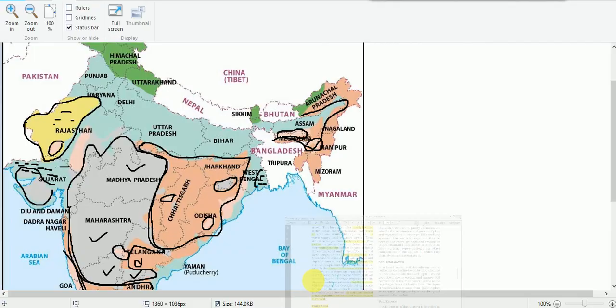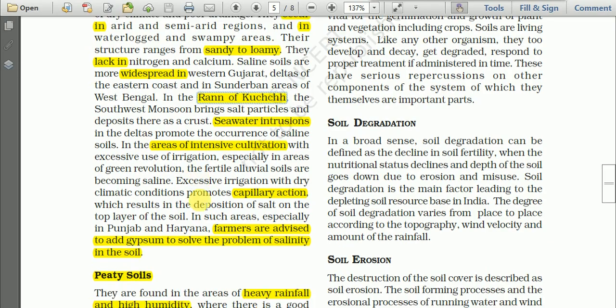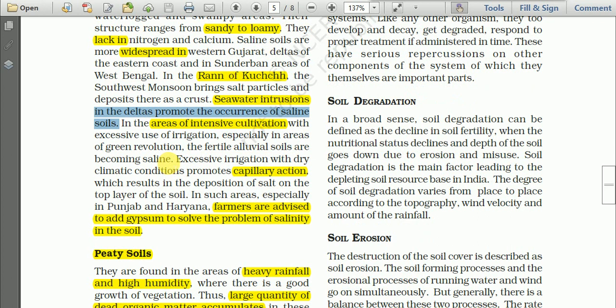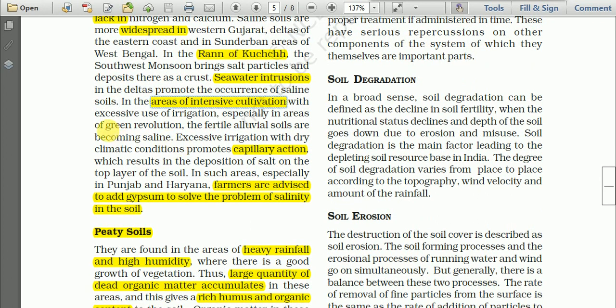Then the western part of Gujarat, as I told you, this area. And you may find some saline soils in Punjab also due to intensive irrigation, and seawater intrusion in the deltas also promotes the occurrence of saline soils. And in the areas of intensive cultivation with excessive use of irrigation, especially in the areas of the green revolution like Punjab, Haryana, the fertile alluvial soils are becoming saline.